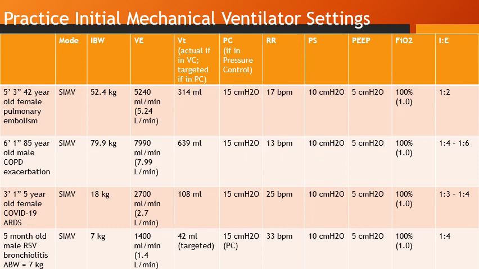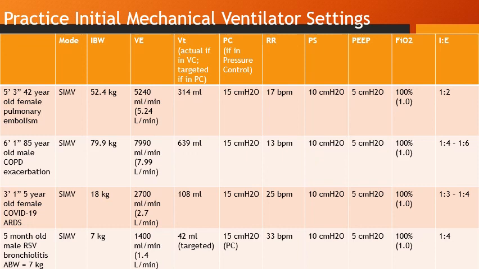All right, our second patient, 6'1", 85-year-old male with COPD exacerbation. Again, we're going to use SIMV for our mode, and his ideal body weight calculates out to be 79.9 kilograms by using our formula. Again, for an adult, 100 milliliters per kilogram ideal body weight is their minute ventilation requirement. So 79.9 times 100 is going to be 7,990 milliliters per minute, or 7.99 liters per minute.